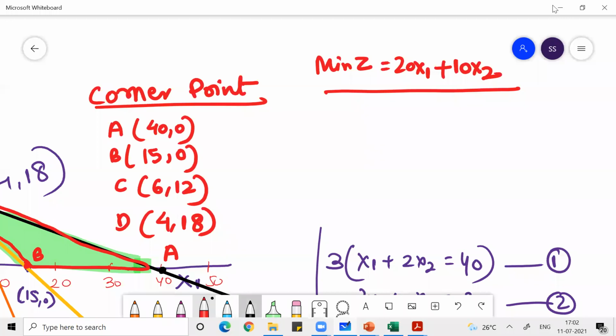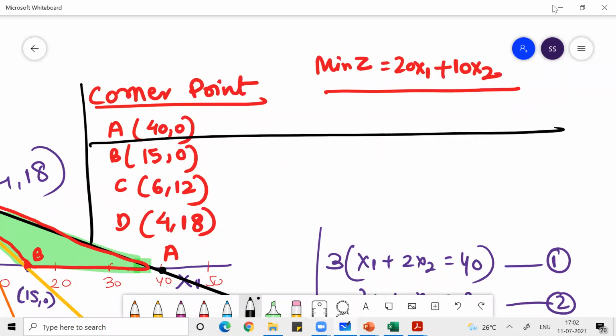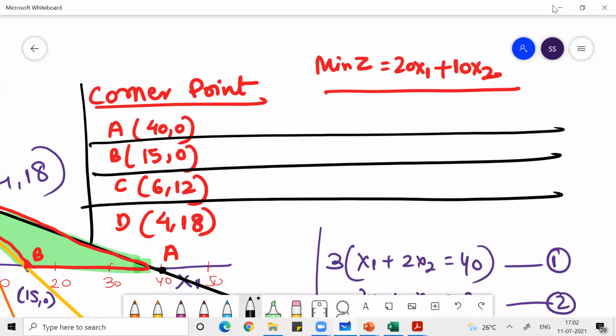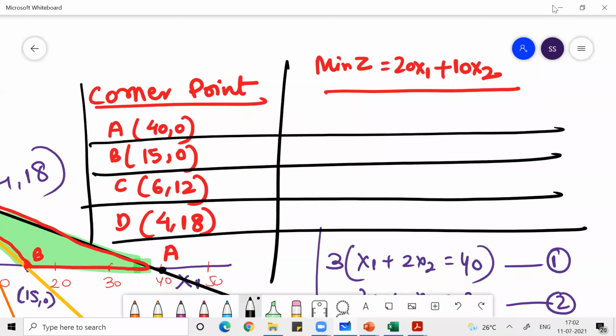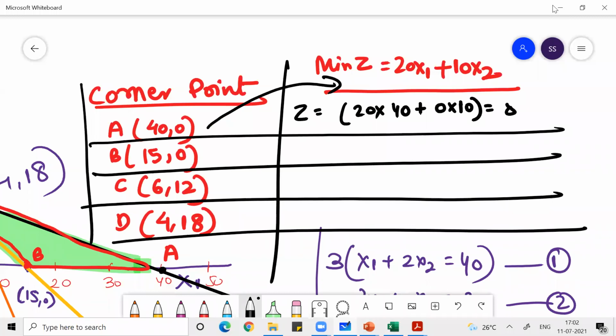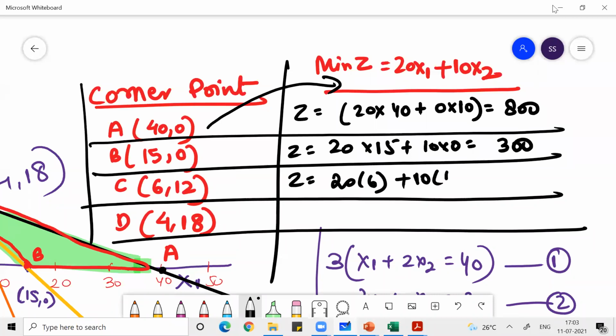What do you do now? Once you get this, find the z value: 20 into 40 plus 0 into 10. Put this value into this equation. So this would be 800. Then this would be 20 into 15 plus 10 into 0. So you'll get 300.